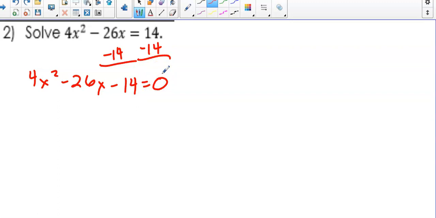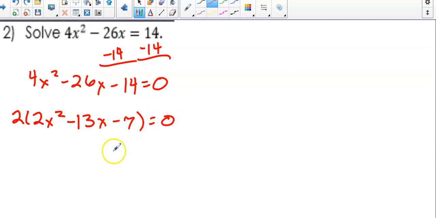Now I need to factor. So first I'm going to look for a GCF. Okay, I can divide 4, negative 26, and negative 14, all of them by 2. So I can factor out a 2. That gives me 2x squared minus 13x minus 7 equals 0. I'm going to leave this 2 out here.